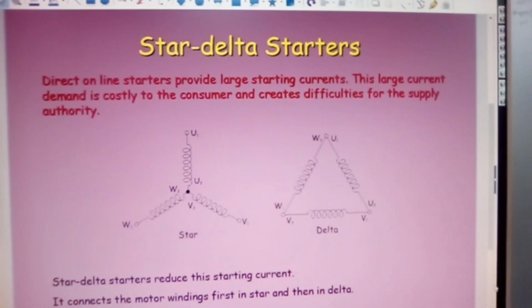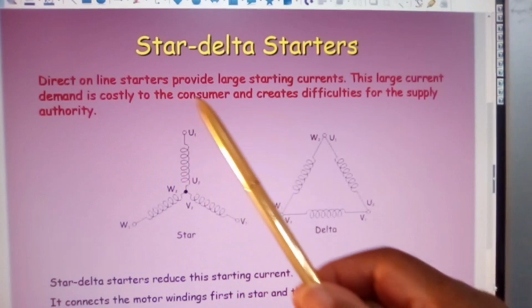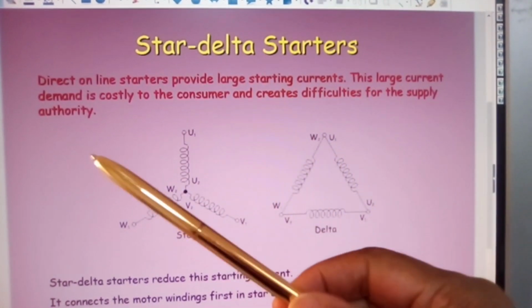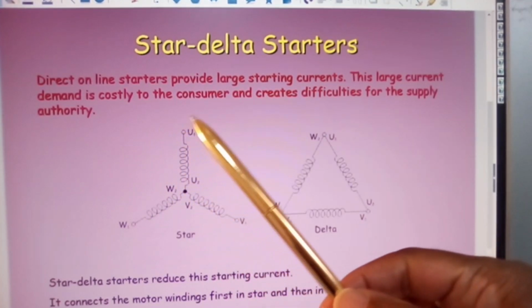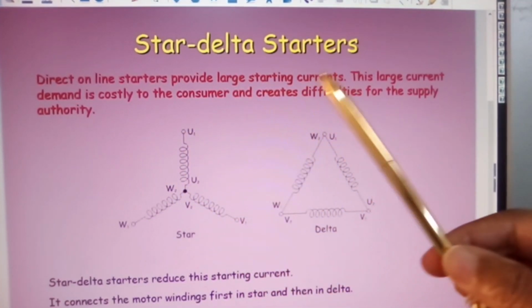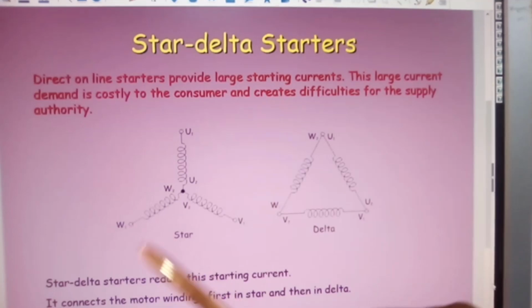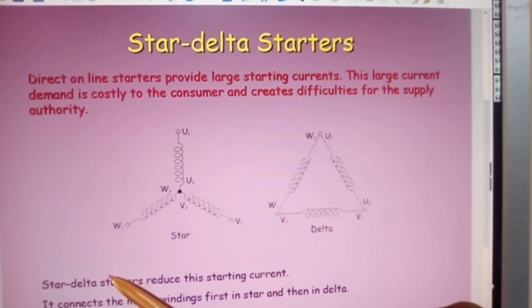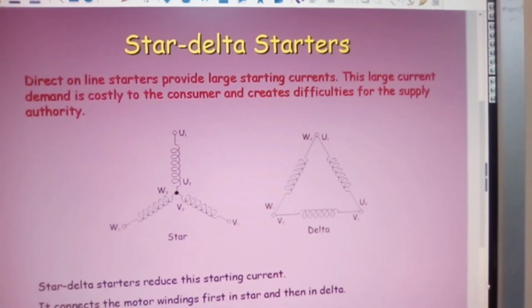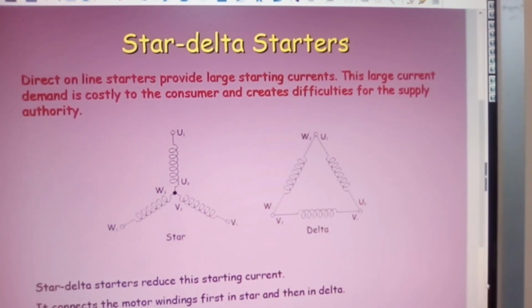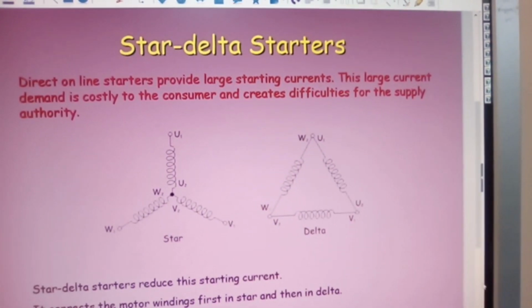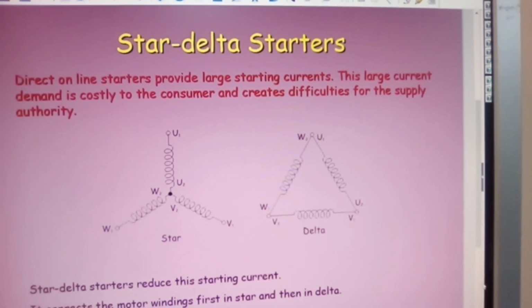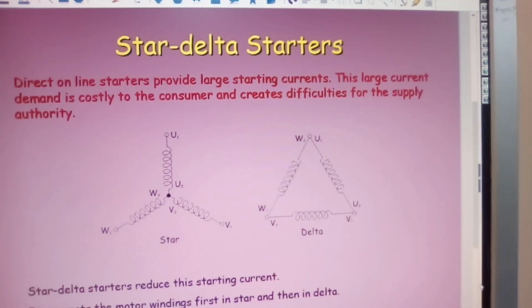Star delta starters. Direct line starters provide large starting current. This large current demand is costly to the consumer and creates difficulties for the supply authority. Star delta starters reduce the starting current. It connects the motor winding first in star and then in delta.